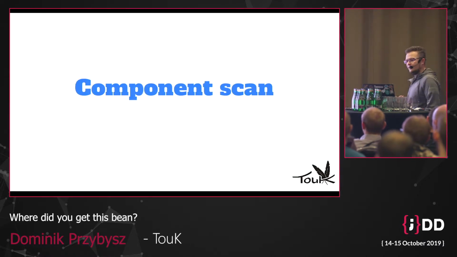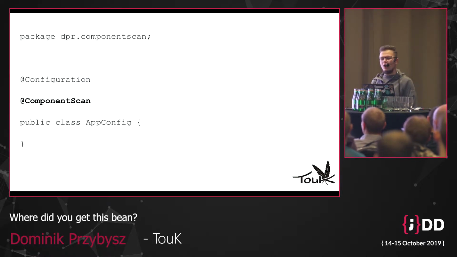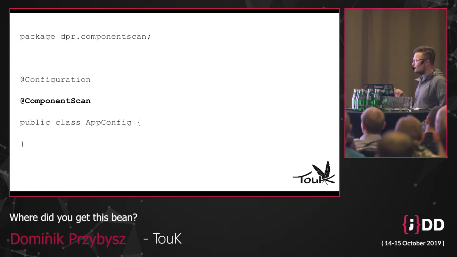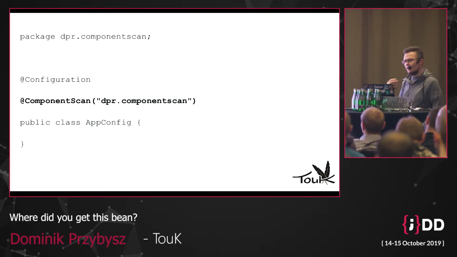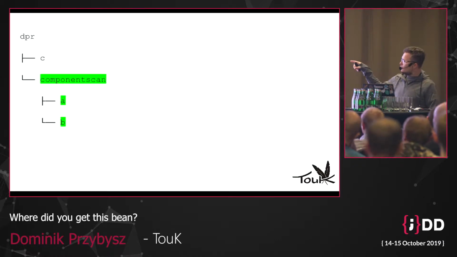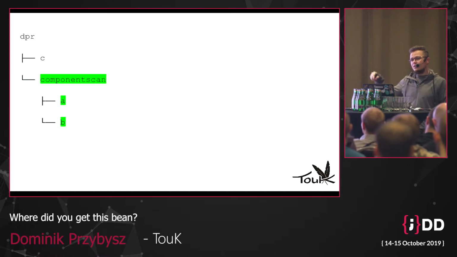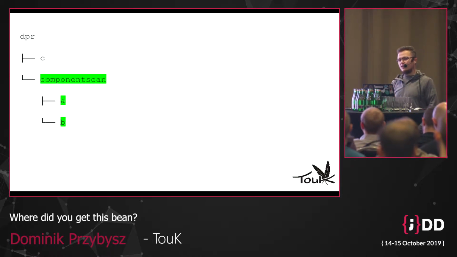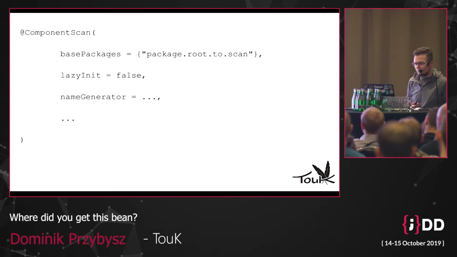And what is component scan? Component scan, we often use it as an annotation. So for example, we have an application context here, and we have a component scan annotation on it. Without any parameter, it means that we want to check the current package, and all the nested packages, and search for the beans annotated with the specific annotation which Spring knows how to interpret.